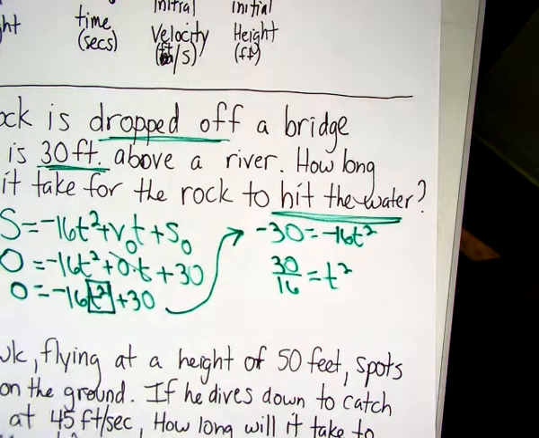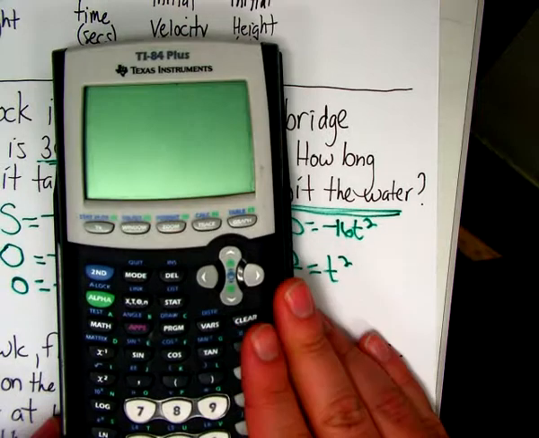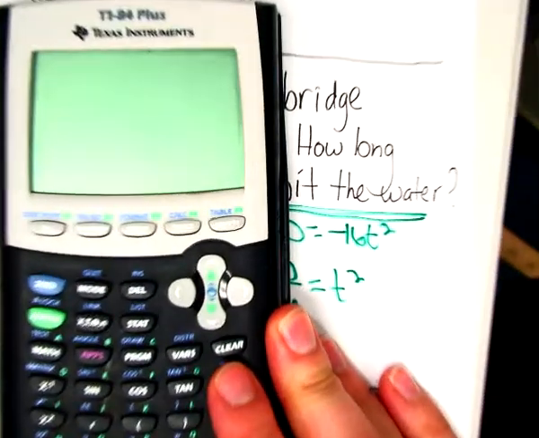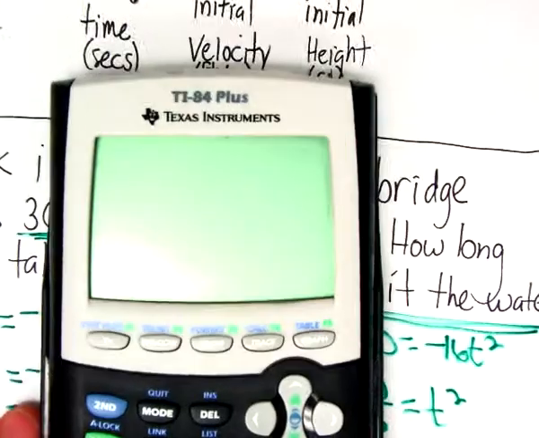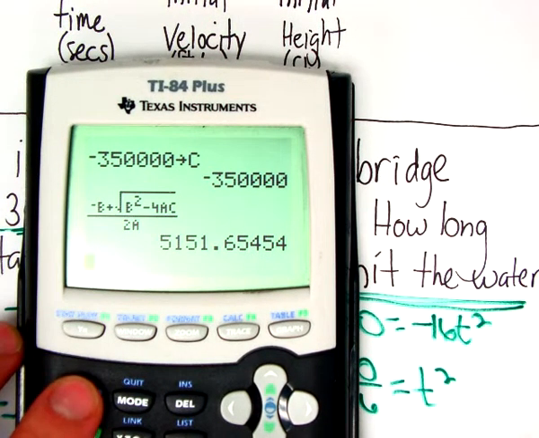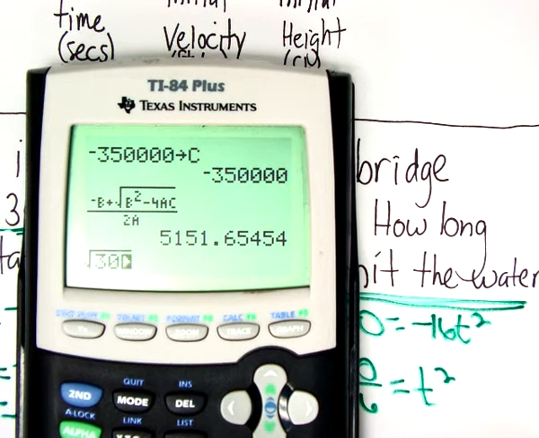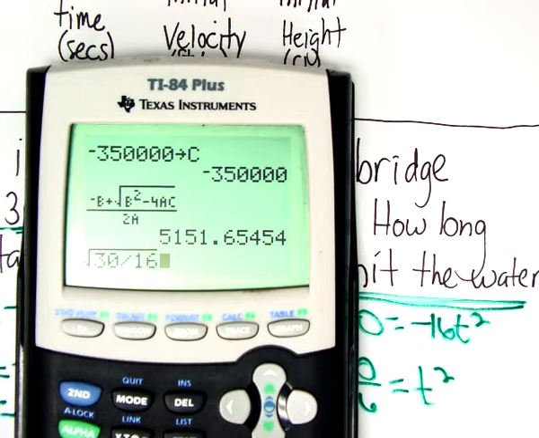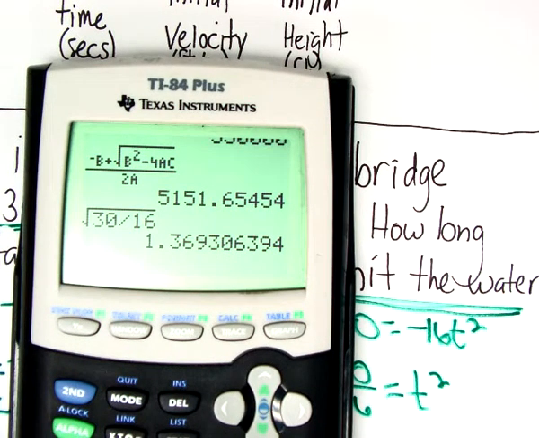Now, to do this, there's a really nice way of doing this. Let me zoom into the calculator here. We're going to go 30 divided by 16, and we're going to take the square root of that. So we're going to go square root of 30 divided by 16. Just throw it in the calculator, and we end up with 1.37 if I round to 2 decimal places.